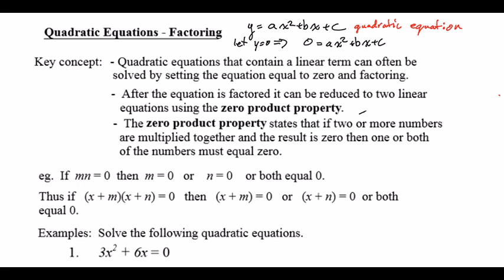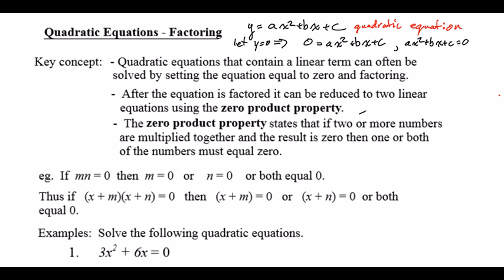We're simply letting y equal 0 in this quadratic equation that we talked about before. And so we get something that looks like this: 0 equals ax squared plus bx plus c, or ax squared plus bx plus c equals 0, because those two equations are pretty much equivalent.